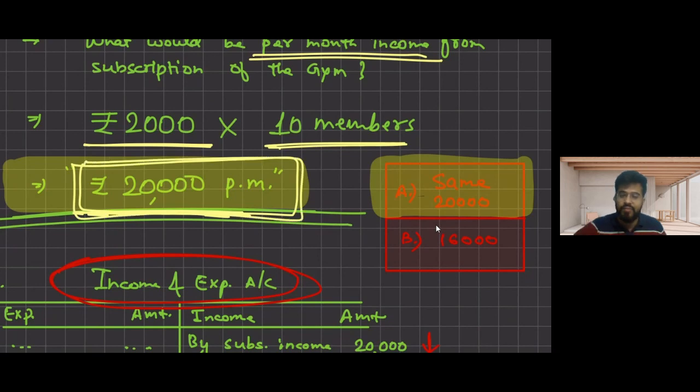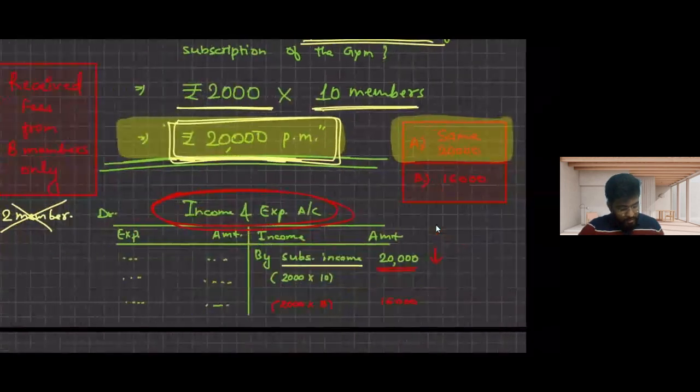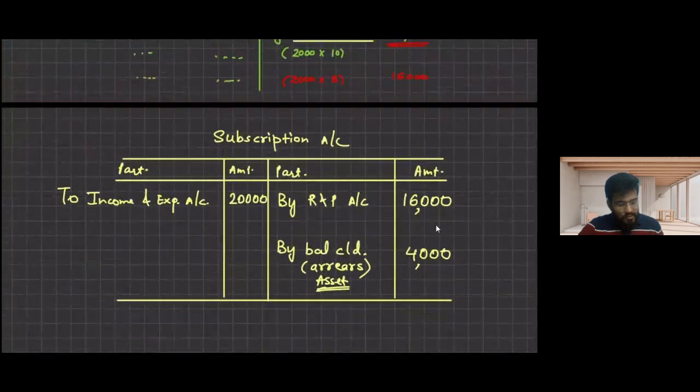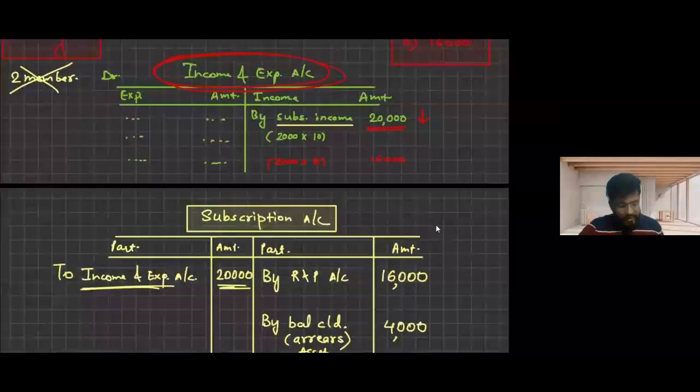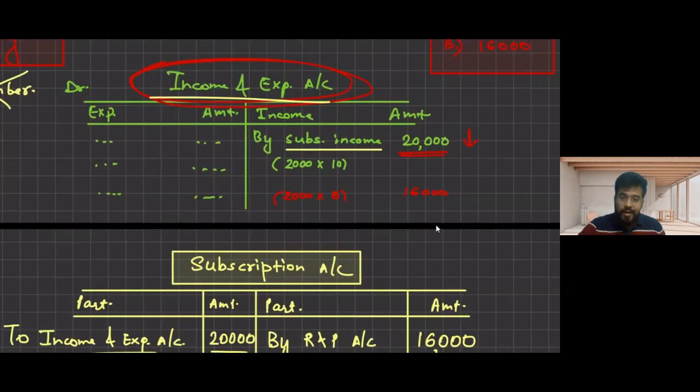I just multiplied it by the number of members. For that, I use the subscription account. Subscription account says that I have an income of how much? 20,000, which is transferred to the income and expenditure account of that gym, and it is showing rupees 20,000. That picture was very, very clear.